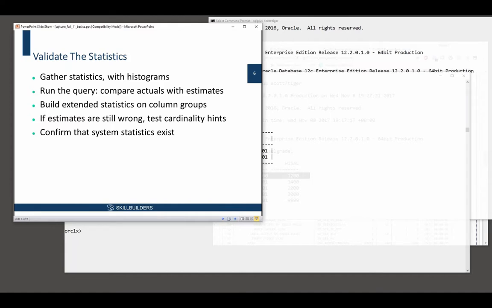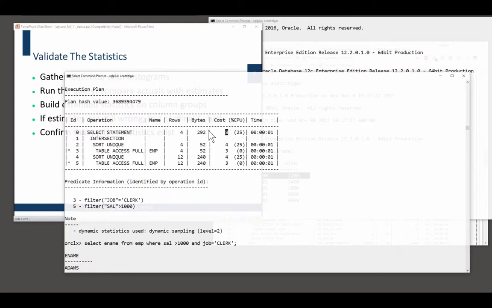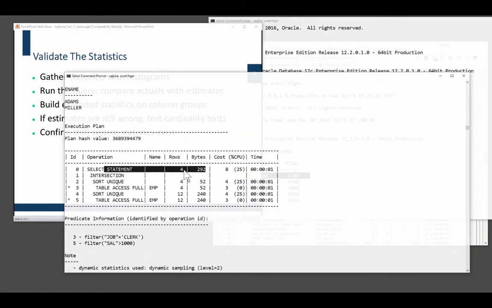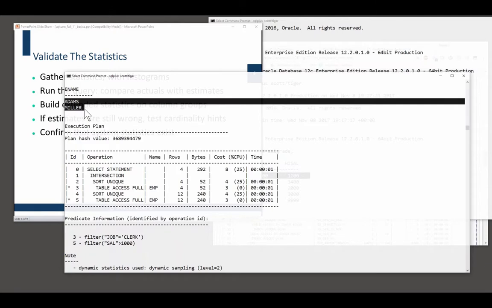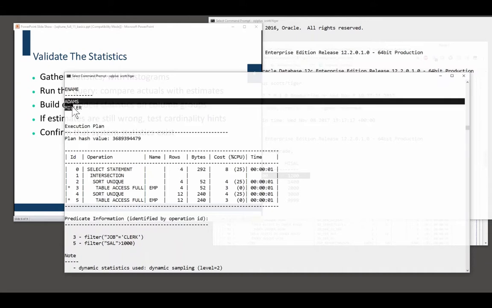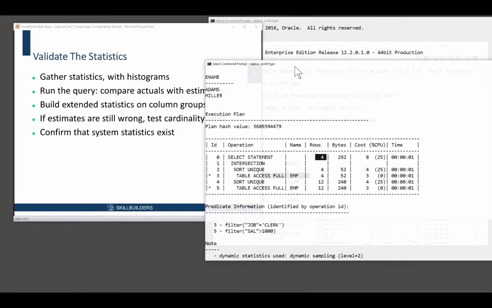I mentioned statistics. You see them here. The statistics are highly variable. The intersection has come up with 4 instead of 2. That estimate doesn't look too bad. But 4 instead of 2, because if you multiply it up to the real world, it might be expecting 40,000 and the differences will multiply. Errors like that will cascade up through the plan. You must make sure your statistics are correct.